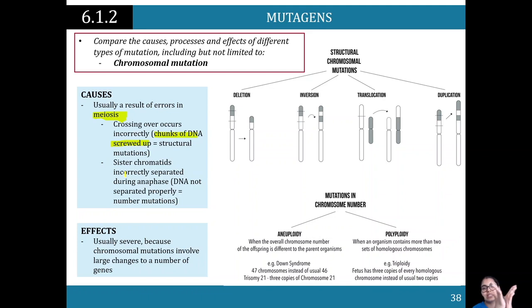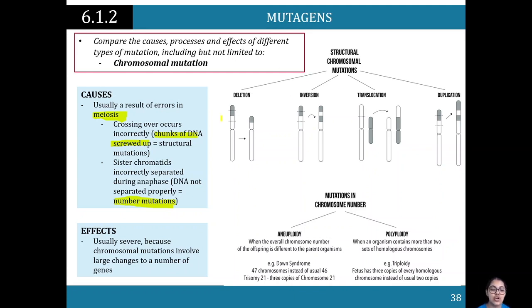So remember, when we've got the sister chromatids that line up near the mitotic spindle, and the spindle is attached to them, they're separated. If there's an issue with separation, they may not be separated, or they may just be separated to one side, that can lead to an uneven number of chromosomes, and that leads to mutation in the number of chromosomes. The effects of this are usually severe, more severe than point mutation, because this is where the whole chromosome is affected, so it can affect a number of genes.